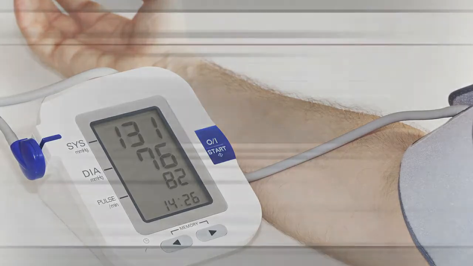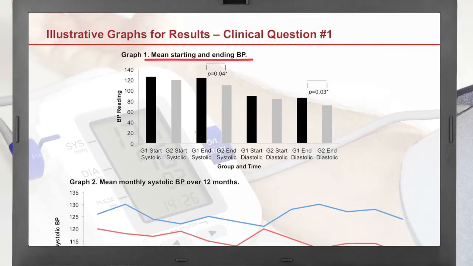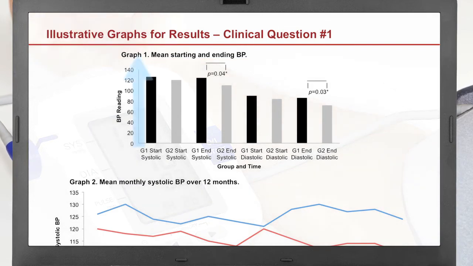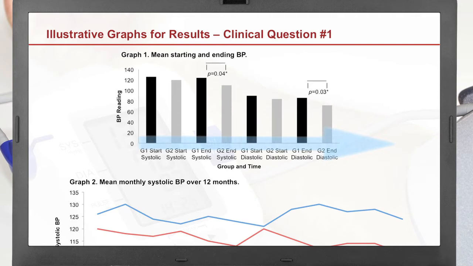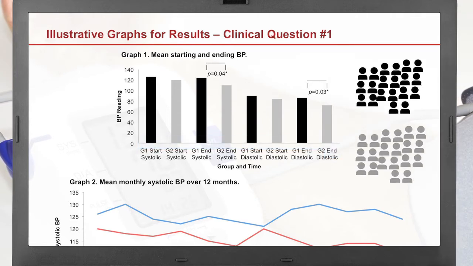The first graph displays illustrative starting and ending blood pressure for the two groups. On the vertical axis, or y-axis, is the BP reading. On the horizontal axis, or x-axis, is group and time. This graph is an alternative way to depict the significant differences between the groups for ending systolic and diastolic blood pressure.